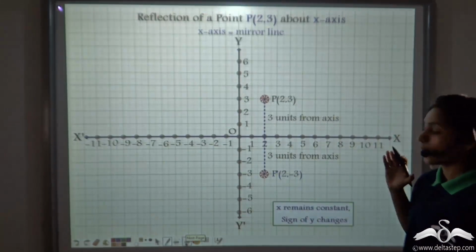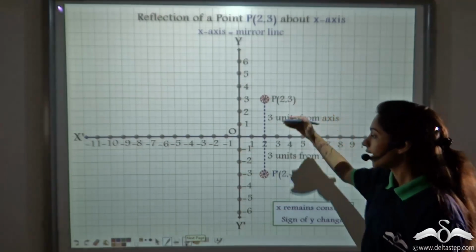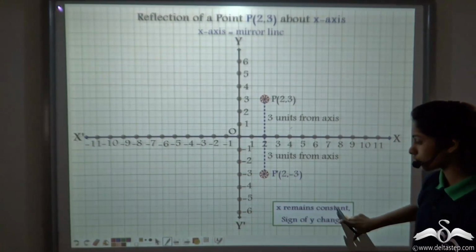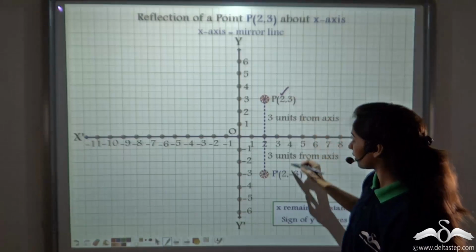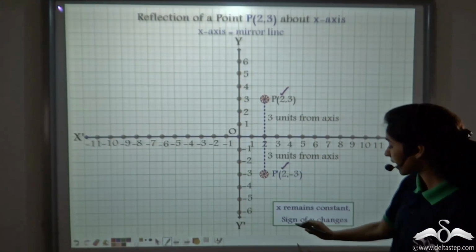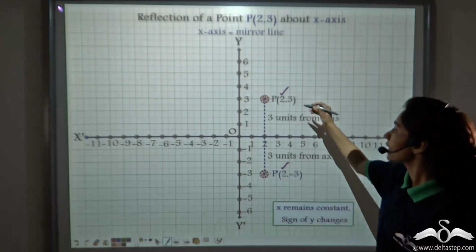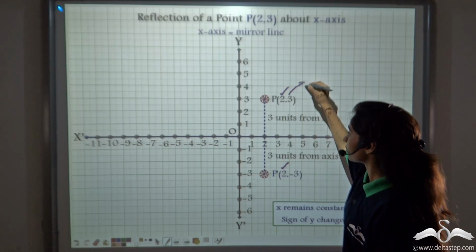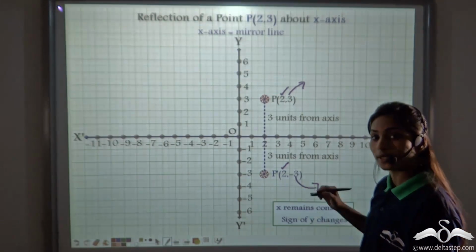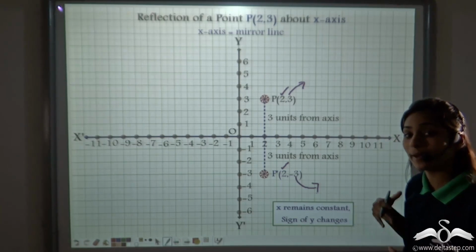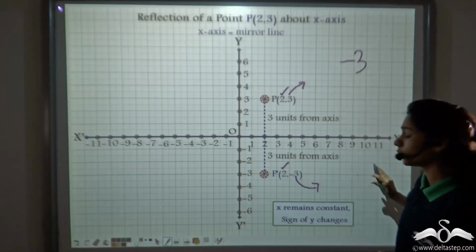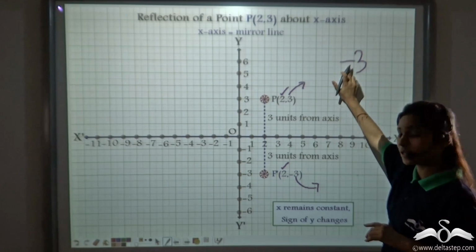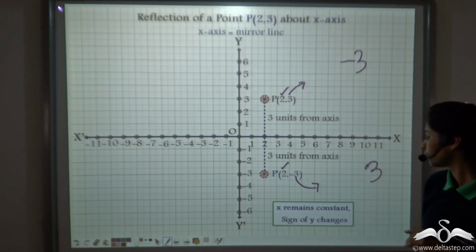So what did we learn? Whenever we reflect a point through the X-axis, that is, X acts as the mirror line, the X coordinate will remain constant, but the sign of the Y coordinate will change. Here it is 3, here it is -3. Only the sign will change. Now suppose it would be -3 over here. What would it be here? We'll change the sign from minus to plus. So it would become 3.